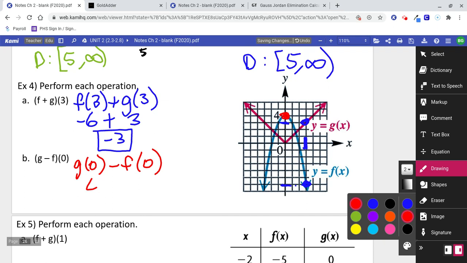G is the red one, isn't it? G is the red curve, or the red graph. Okay? So I did that backwards. G of 0 is right there as 0. F of 0 is this number 4. So all I'm doing is 0 minus 4. I get negative 4. Right there.